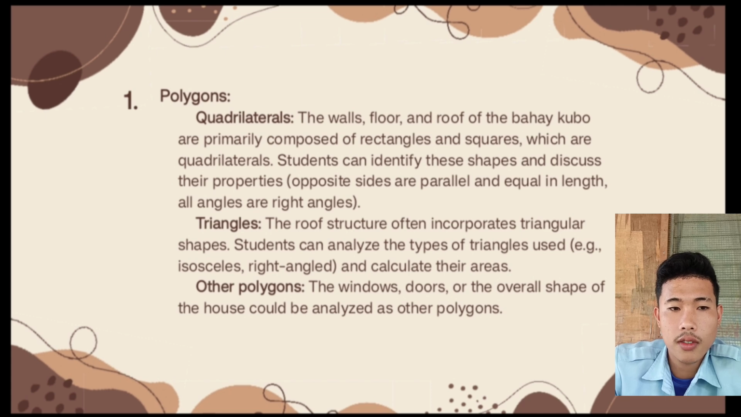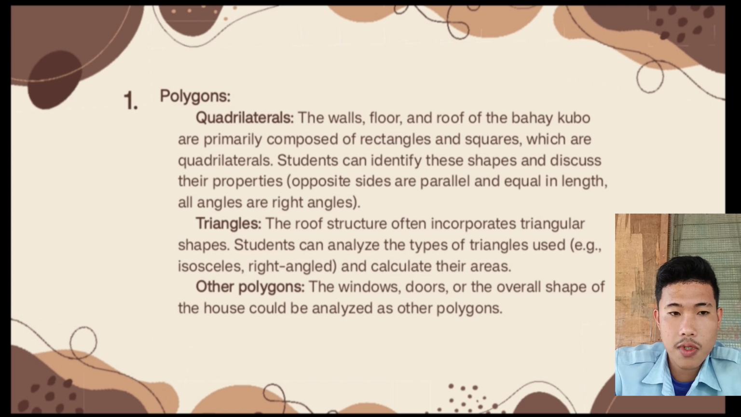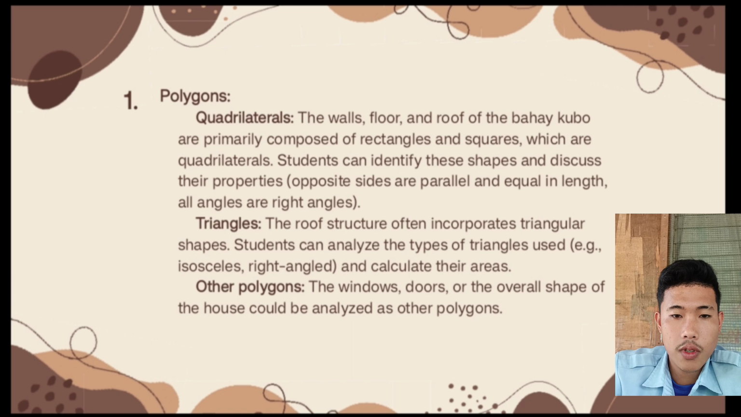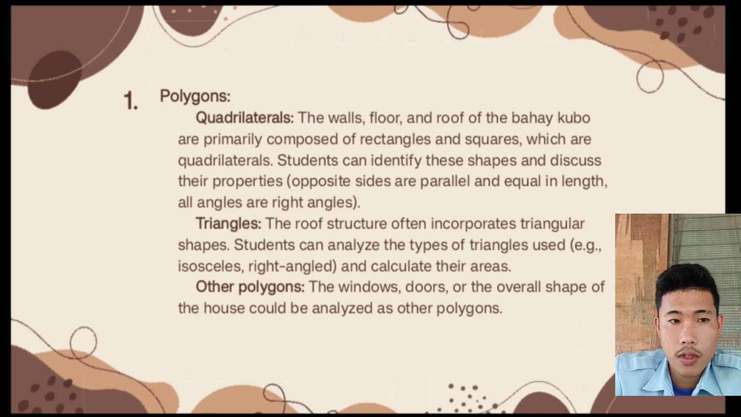Second, triangles. The roof structure often incorporates triangular shapes. Students can analyze the types of triangles, using examples like isosceles and right angle, and calculate their areas. Other polygons. The windows, doors, or the overall shape of the house could be analyzed as other polygons.